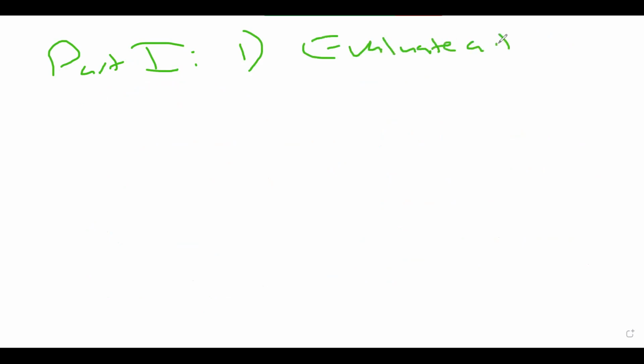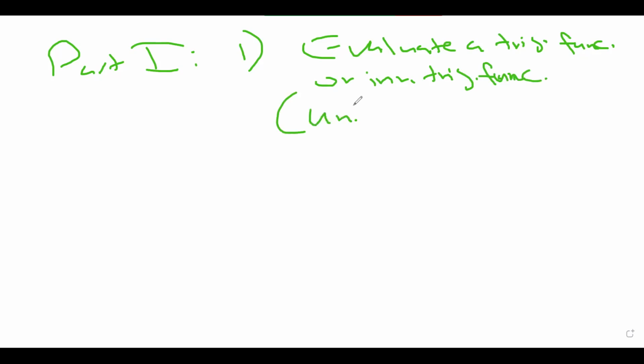All right. Part 1. What to expect. Definitely expect, evaluate a trig function or inverse trig function. So basically unit circle. If you guys want a blank unit circle, I'll provide that also. I mean, I'm not going to give you a filled out one, but if you want a blank one, just start filling it out when the test starts.